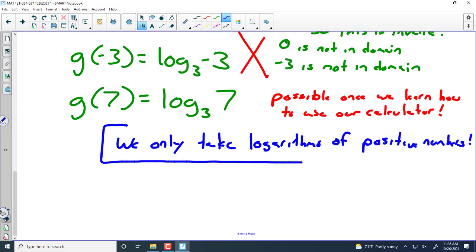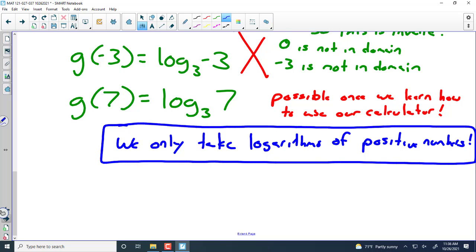We're only going to take logarithms of positive numbers, everyone. And that concept will become more clear to you in a bit, why we only do that. We're only going to take logarithms of positive numbers. Now let me show you something, everyone. It's time to do something cool.